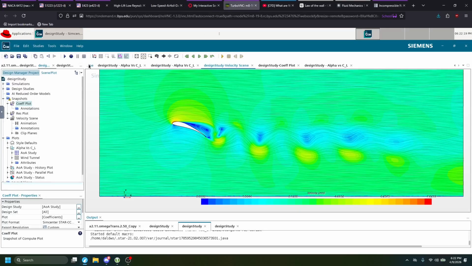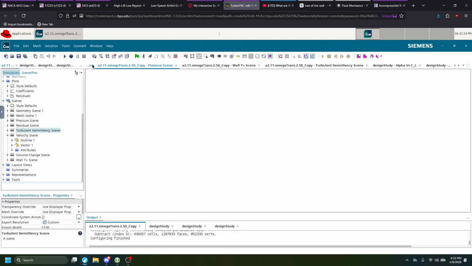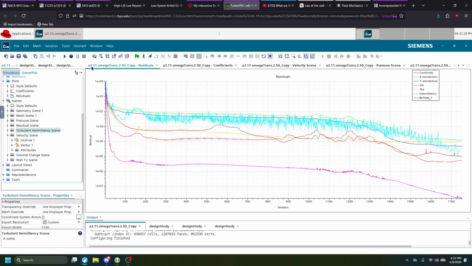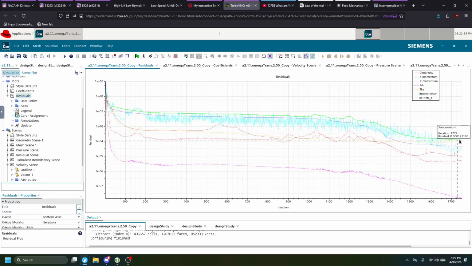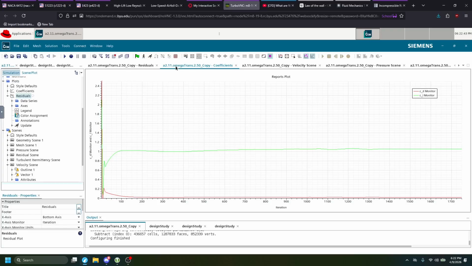But moving back to our simulations, we can now compare and see how well our results matched up with the wind tunnel data. So this is a plot of the residuals of the simulation. Although these residuals could be better, I found that they were converged enough for our needs, just because they were leveling out and coming down. But especially our coefficient plots, that plot our coefficient of lift and our coefficient of drag, have plateaued out and they aren't changing much at this point.